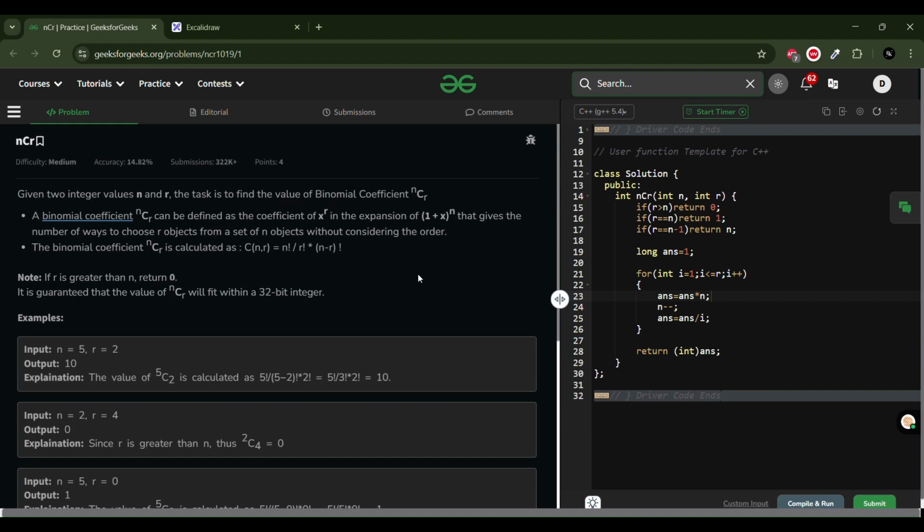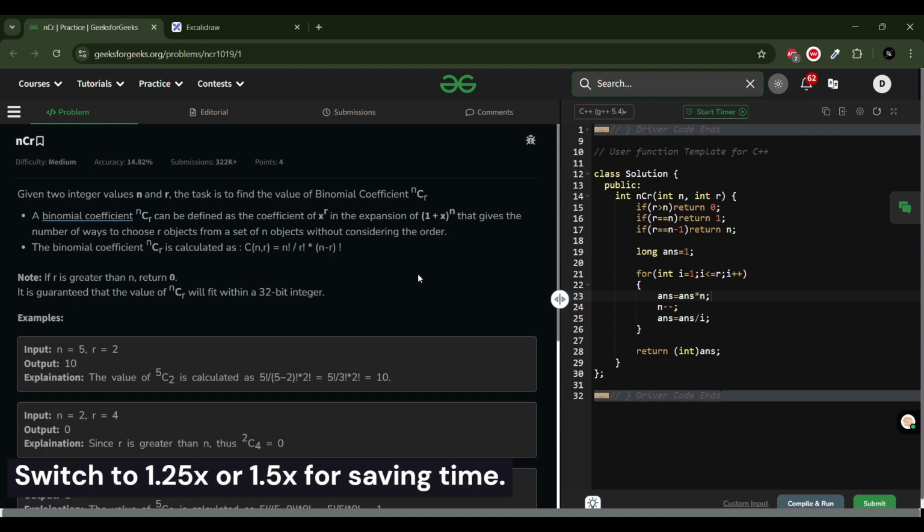A binomial coefficient nCr can be defined as the coefficient of x raised to r in the expansion of (1 plus x) raised to n. That gives the number of ways to choose r objects from a set of n objects without considering the order. The binomial coefficient nCr is calculated as n factorial upon r factorial into n minus r factorial. Note that if r is greater than n, return 0.